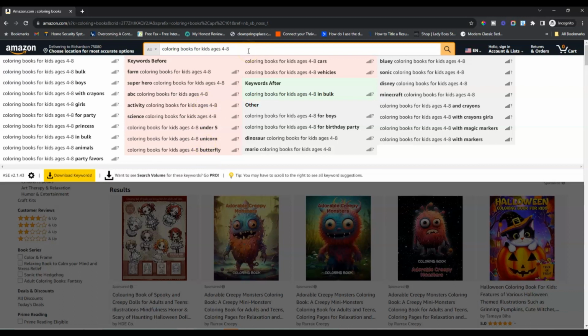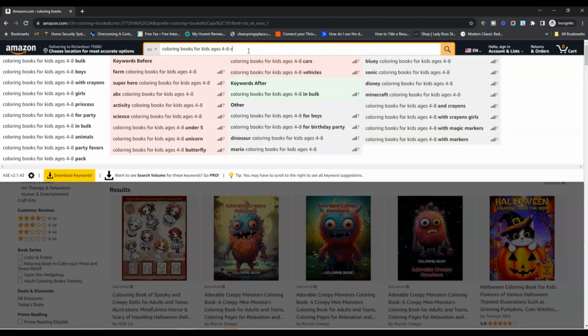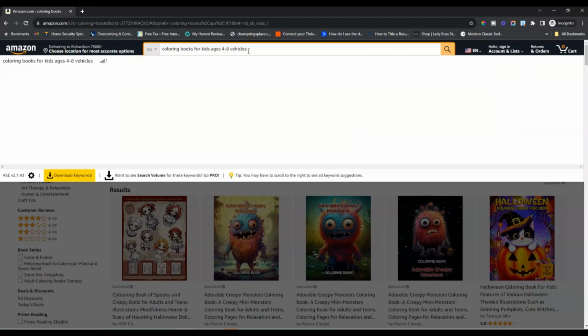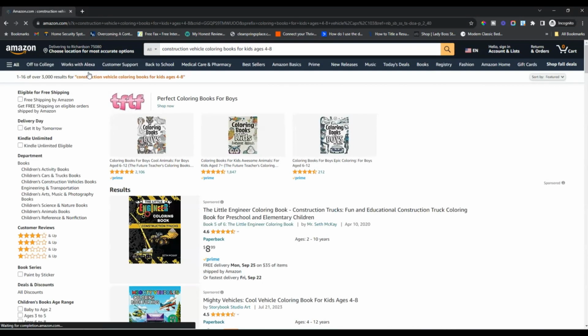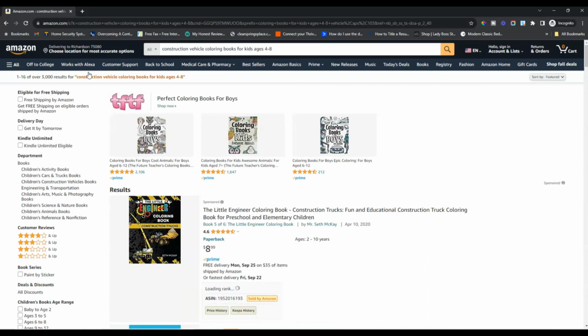And so maybe I want to go after something in the realm of vehicles. So let's see if it'll give me something even more specific. And I did see one. Look at this. Even more specific. Boom. Construction vehicle coloring books for kids ages 4 through 8. You cannot get more specific than that. So what I would do is basically click on this to see what this looks like in this niche.